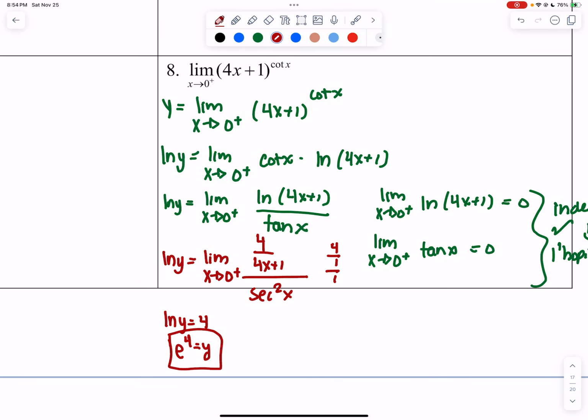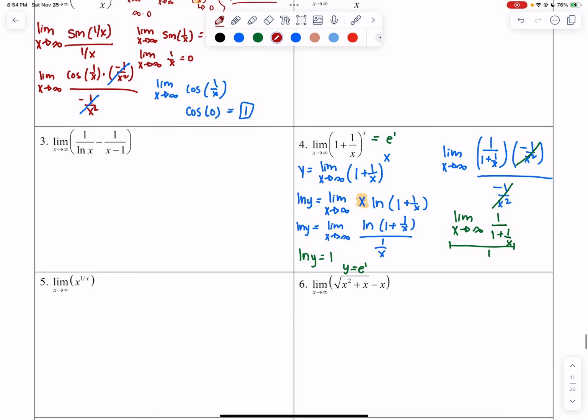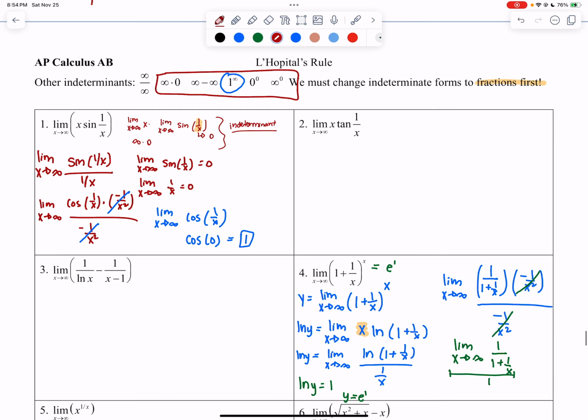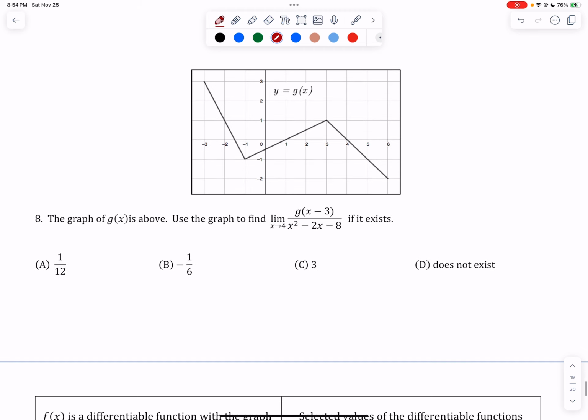All right, we would do more problems in terms of L'Hopital's for other weird indeterminate forms. And then you'll have more practice.